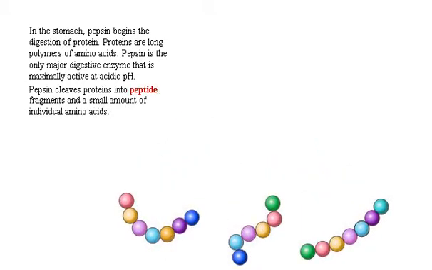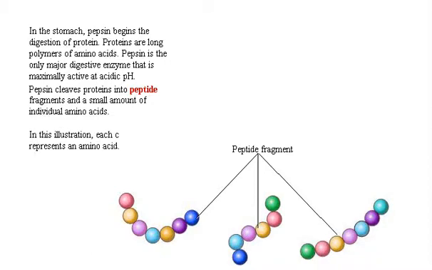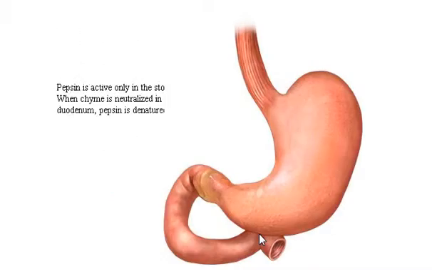Pepsin cleaves proteins at bonds between the amino acids tyrosine and phenylalanine, producing peptide fragments and a small amount of individual amino acids. In this illustration, each circle represents an amino acid. Click a peptide to continue. Pepsin is active only in the stomach. When chyme is neutralized in the duodenum, pepsin is denatured.